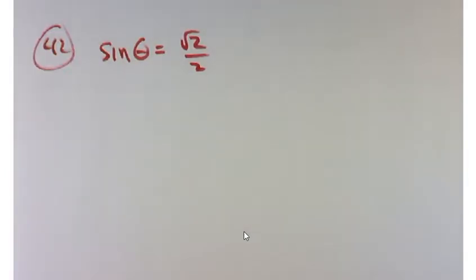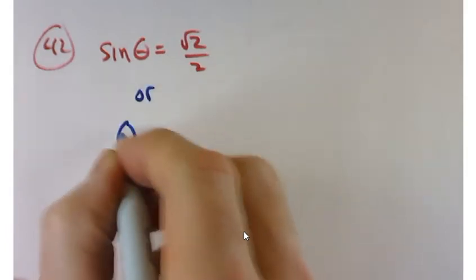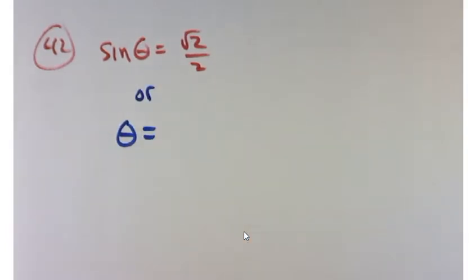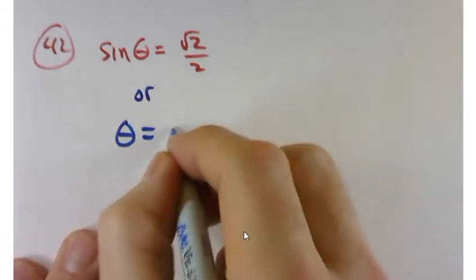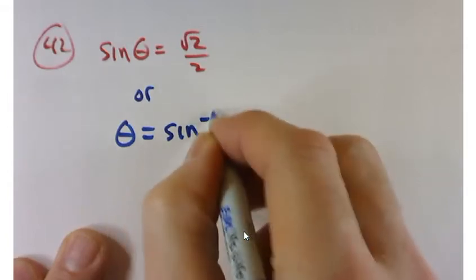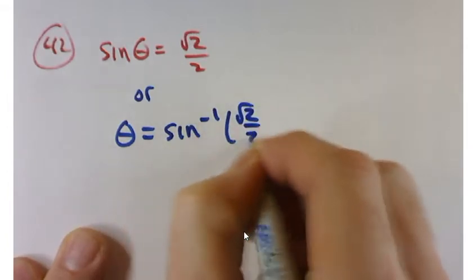Sine of theta is root 2 over 2. How else could I write that? In stereo. That was great. Too bad my home audience couldn't hear that. So, inverse, thank you, ladies. Inverse sine of root 2 over 2 is theta.